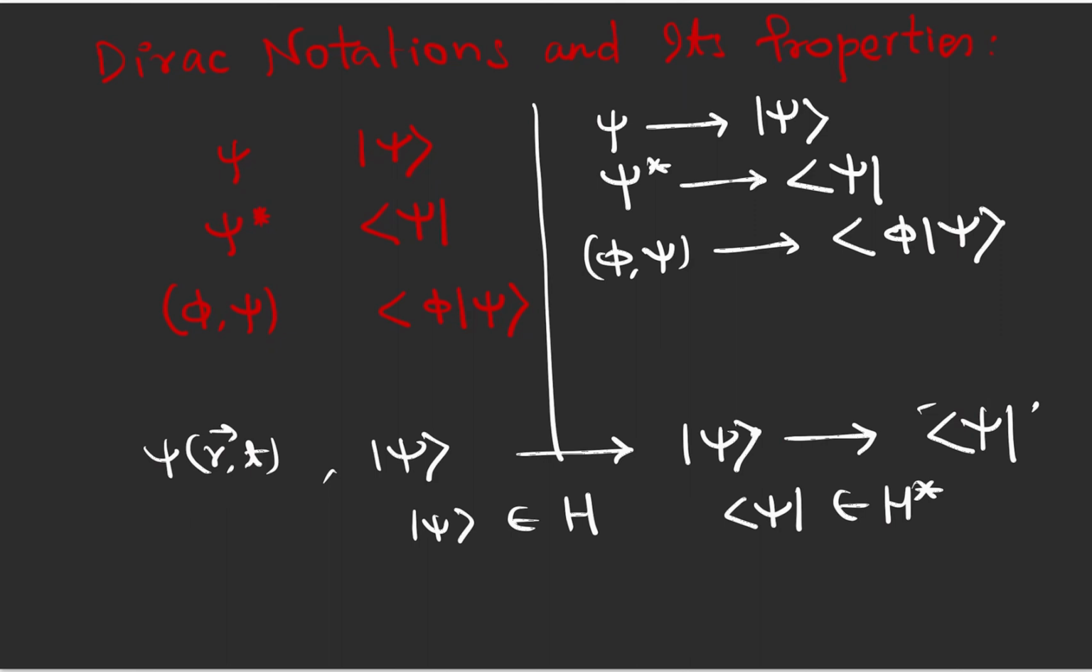That is, the state vector of this particle at any time t will be given by a spatial wave function, that is, bra r, t ket psi is equal to psi(r, t).